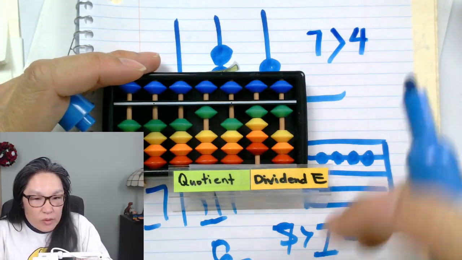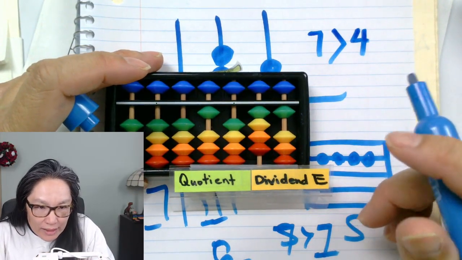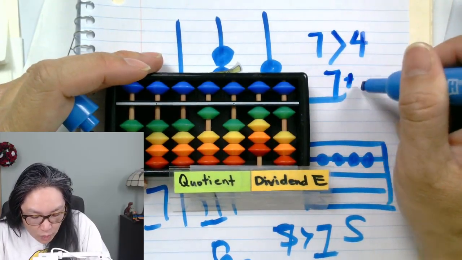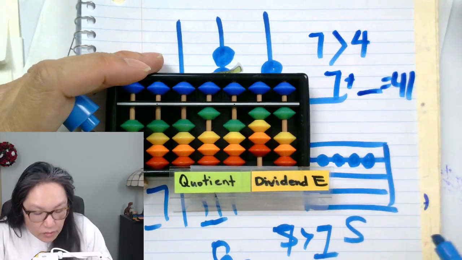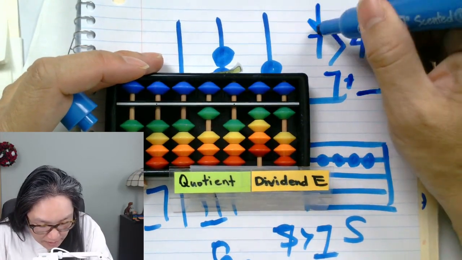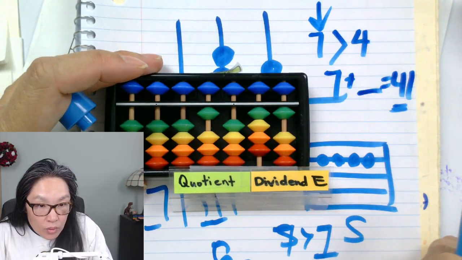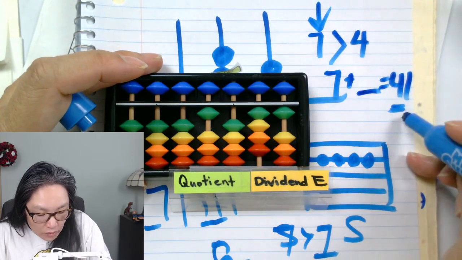It would be better if it was 49, but whatever. So my divisor is bigger, right? So 7 times what is equal to 41 or less? Because my divisor is bigger, I'm going to utilize 2. So what times 7 is equal to 41 or less?